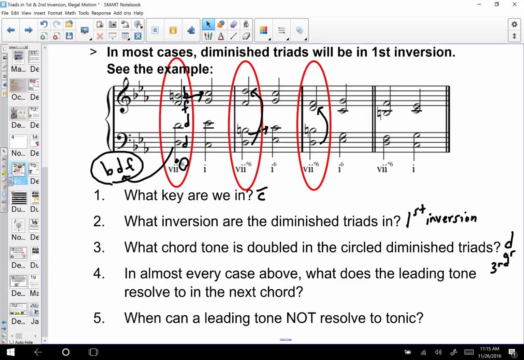In the third example, our leading tone is a B natural and it resolves down to G, which is sol, or the 5th of the I chord. So in almost every case, that's 2 out of 3 above, the leading tone resolves to tonic. And number 5, when can a leading tone not resolve to tonic? As in the third red circle above, the leading tone does not have to resolve to tonic when it's in an inner voice. In this case, the tenor.